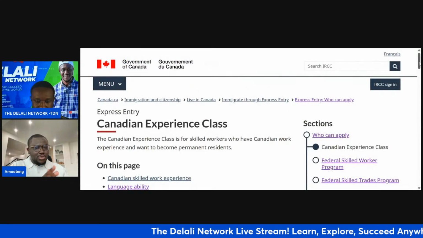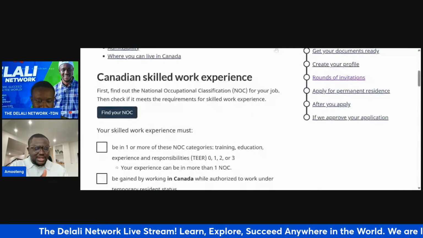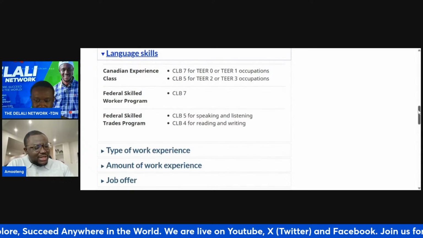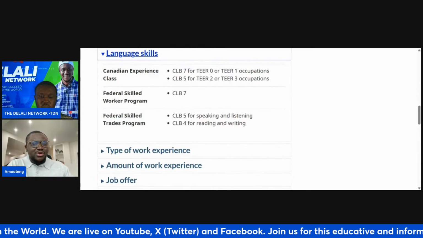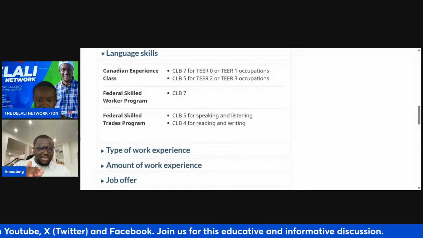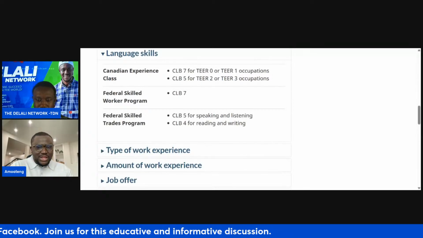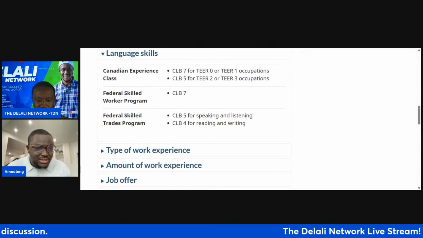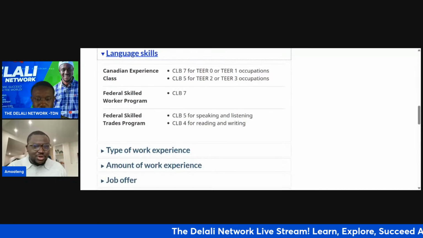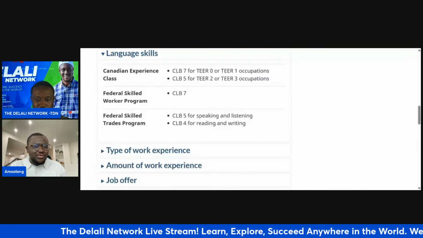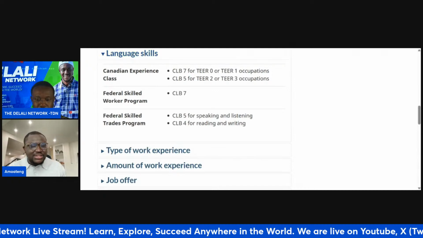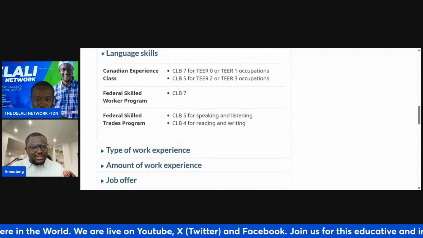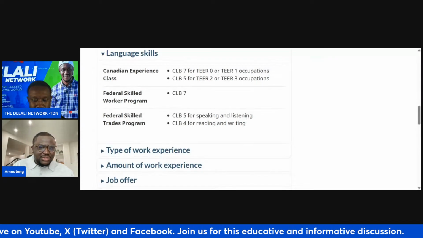So if the job or occupation that you are using for Express Entry, the Canadian Experience Class, is tier 0 or 1, you need to get a CLB of at least 7 in all four abilities that I mentioned. As you can see there, they are saying CLB 7 for tier 0 or 1. For example, the software engineer is tier 1. So if the person is applying for the Canadian Experience Class, whether they take the English or French exams, they need to get a CLB of at least 7 in all four abilities, right?